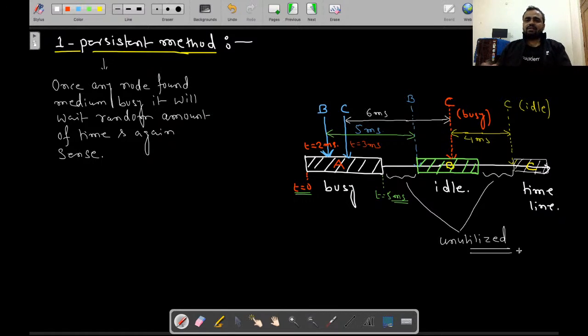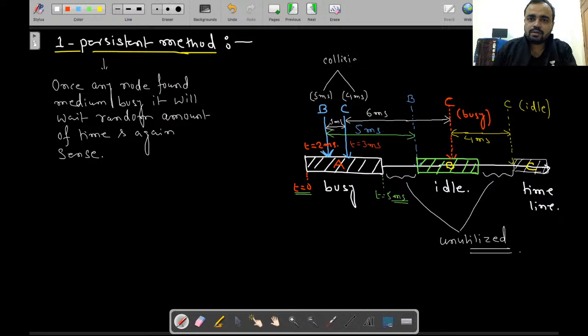So in case of the one persistent method, we are reducing the rate of collision. Again, there is a possibility that, suppose node B has picked a waiting time of 5 milliseconds, and after 1 millisecond node C has sensed the medium and found it busy, and node C picked 4 milliseconds, so there is a gap of 1 millisecond. What will happen? Again the collision will occur. Even though you are picking a random amount of time, there is a possibility that both nodes will pick the same random amount of time, and then again there is a possibility of collision. So ultimately you cannot remove the collision, but you can reduce the rate of collision. Are you getting my point or not?